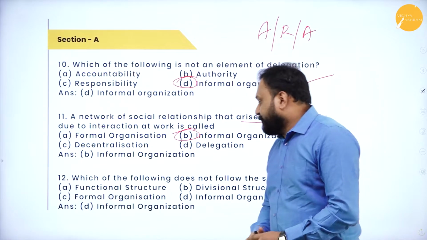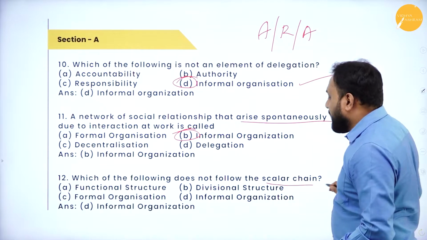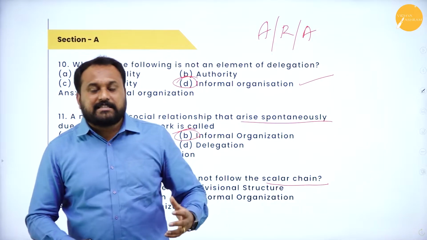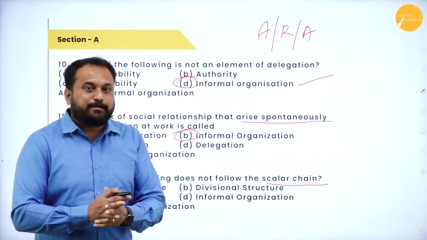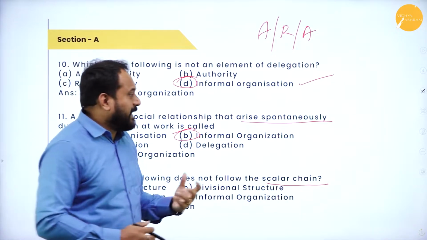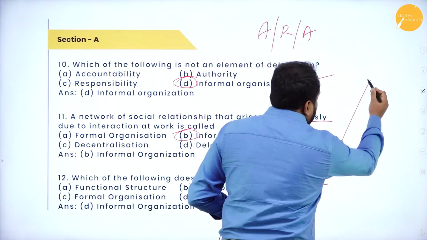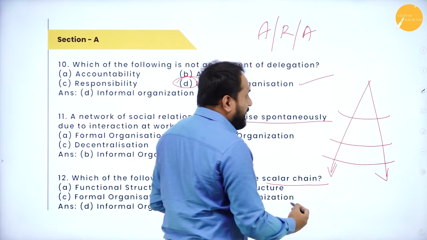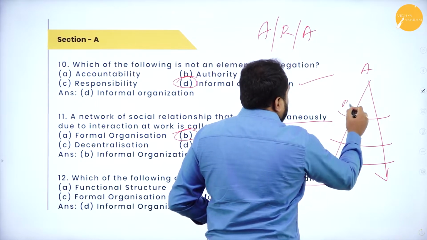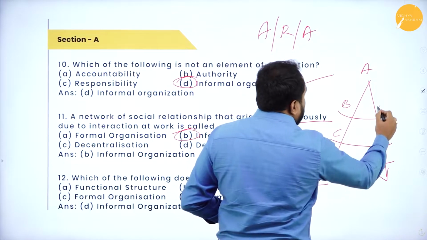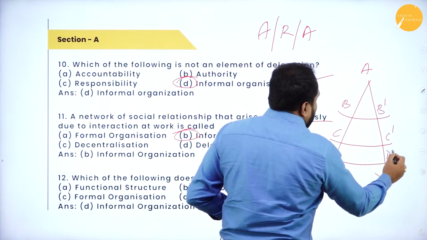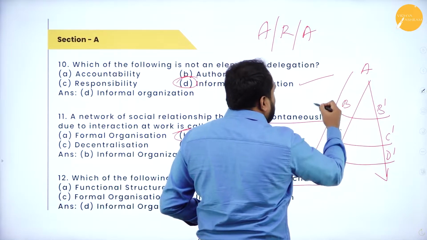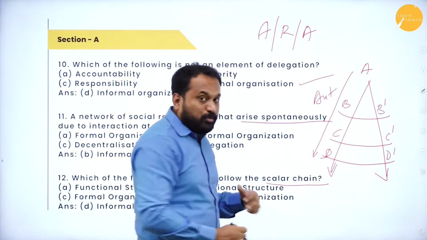Next one. Which of the following does not follow the scalar chain? Now, scalar chain means what? You are supposed to go back to the second chapter where Henri Fayol has explained the scalar chain. What exactly is the scalar chain here? When we go with the scalar chain, try to understand, we have the levels of management. Say here you have A, B, C and D. Here you have B', C' and D'. The communication starts from A to D. So here authority moves downwards.